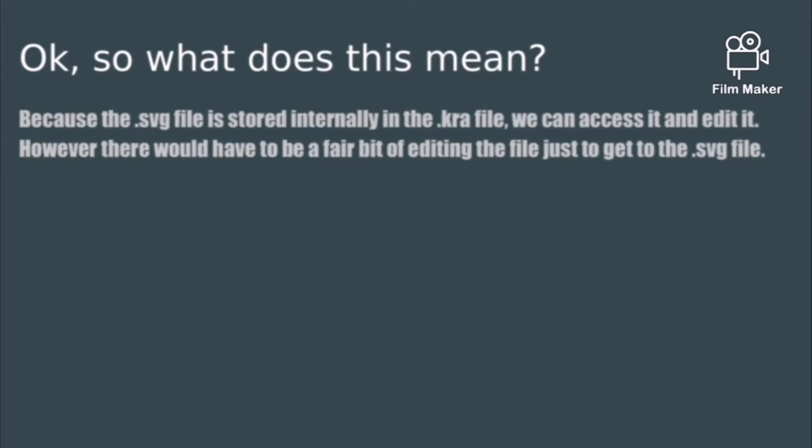Well, it looks like the SVG file is actually stored internally in the KRA file. So we could just access it and edit it from there. However, as you've seen, there's been a fair bit of editing on the file just to get to the SVG file. So why don't we just simply edit the text manually in Krita? That's what it's there for, right?